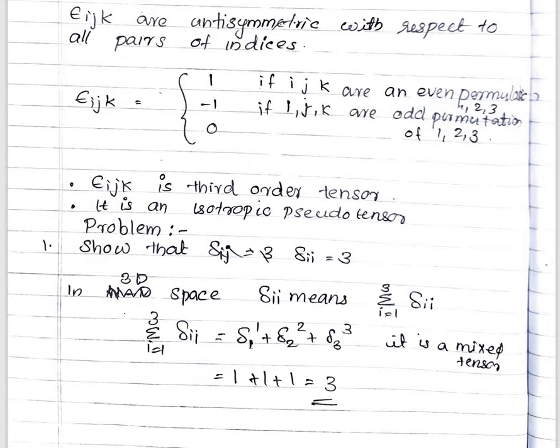Actually we can write delta as delta 1, 1, 2, 2 and 3, 3. We know that for the Kronecker delta, when it is 1, 1, its value is 1. If it is 2, 2, its value is 1. If it is 3, 3, its value is 1. So when we sum over this, we get the value 3. So we prove delta ii is equal to 3.